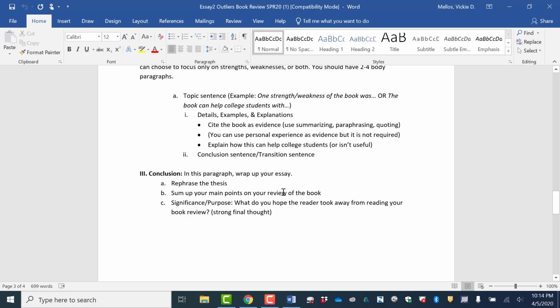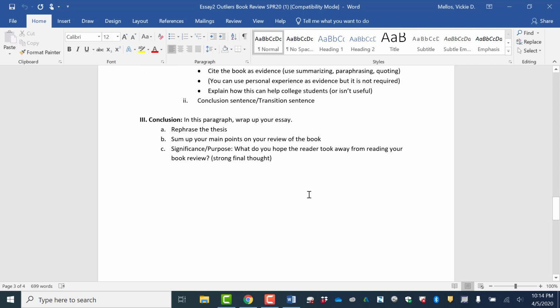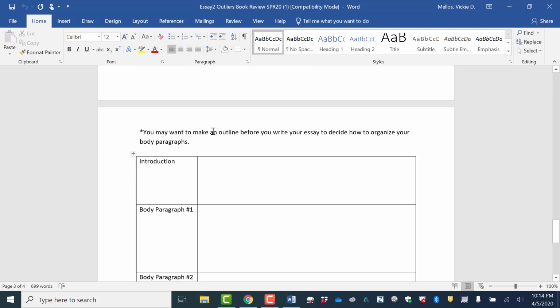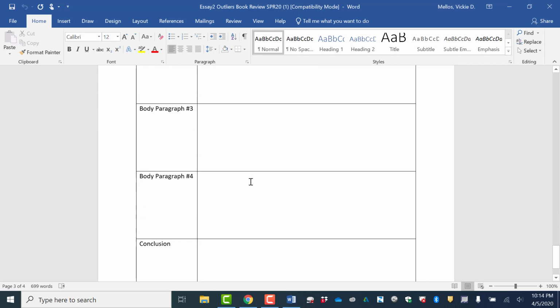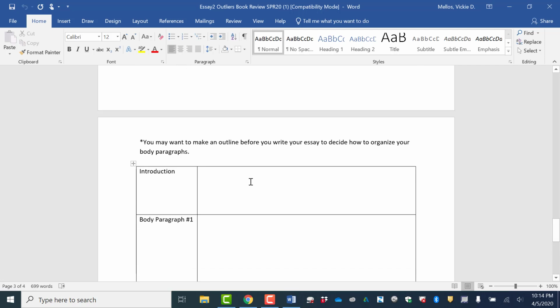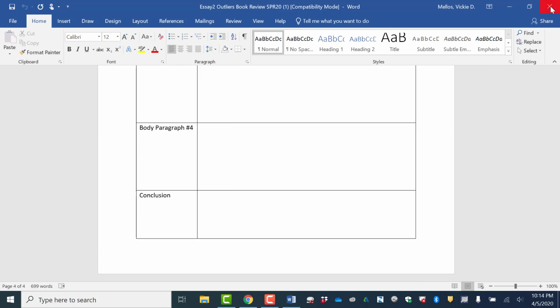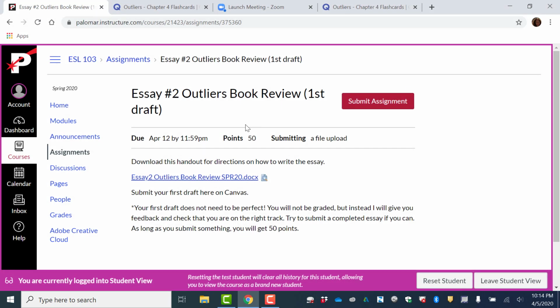And then you want to wrap up in the conclusion, rephrase your thesis, sum up your main points on your review. And final thought, what do you hope the reader took away from reading your book review? You might want to make your own outline before you start writing and take notes so you have like a structure, okay?